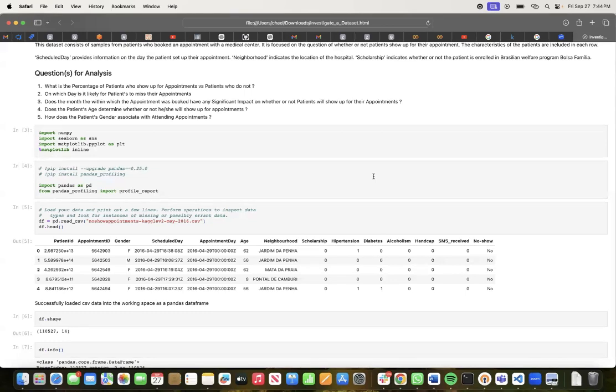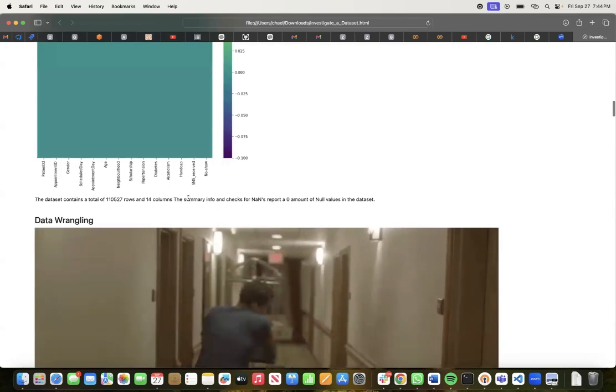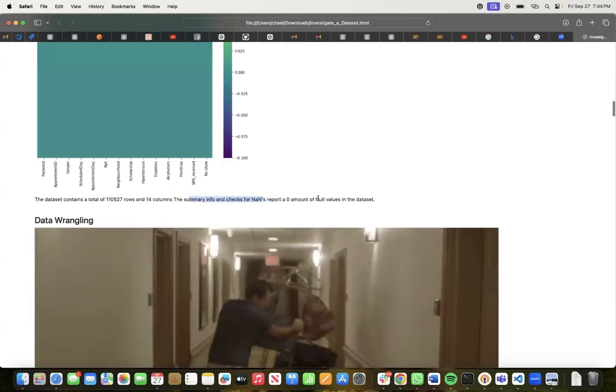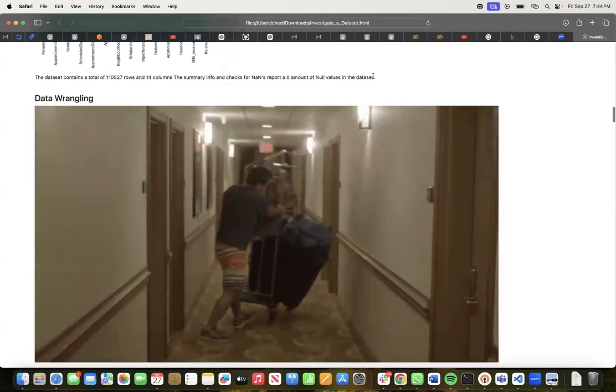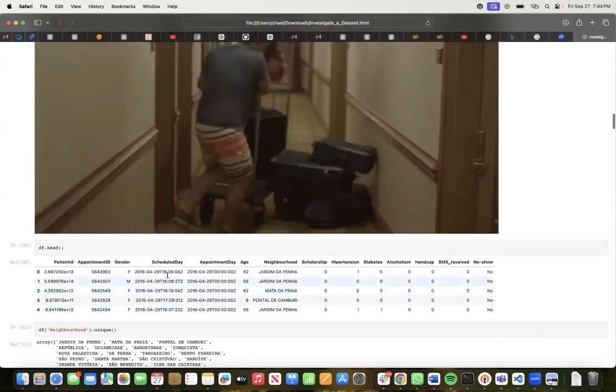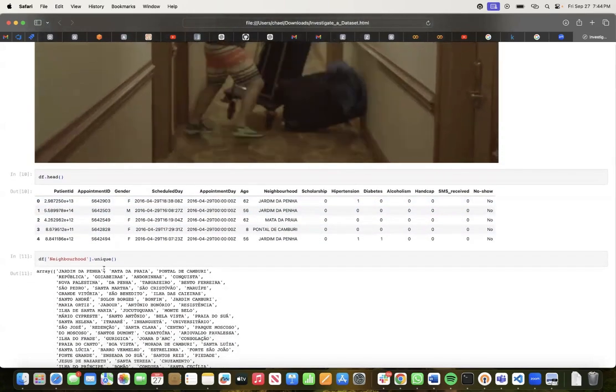Okay. So the problem we want to solve is the target, and how we are going to solve it is by using the features. You understand? Great. So the summary info checks for NaNs and reports that there are zero null values in the data set. We didn't get any null values. So it means that all of the data we have is clean to some extent. No empty values. That's what it basically means.